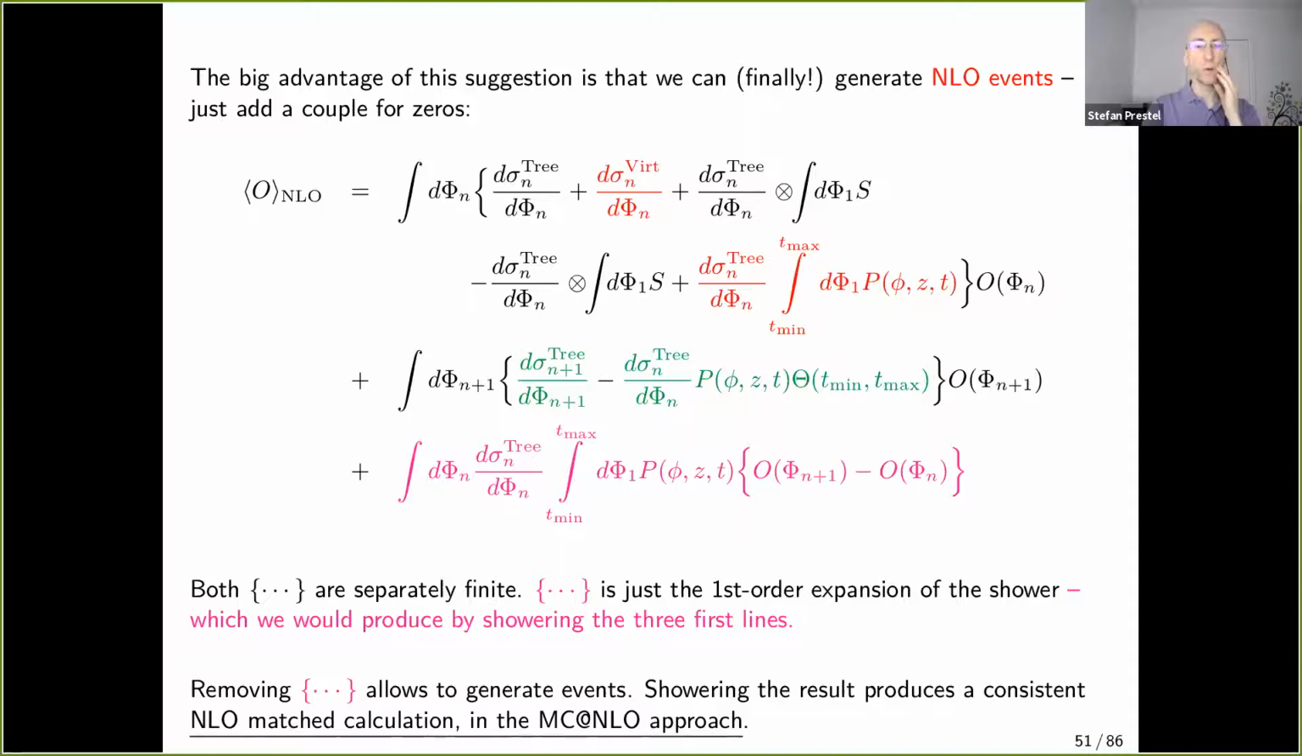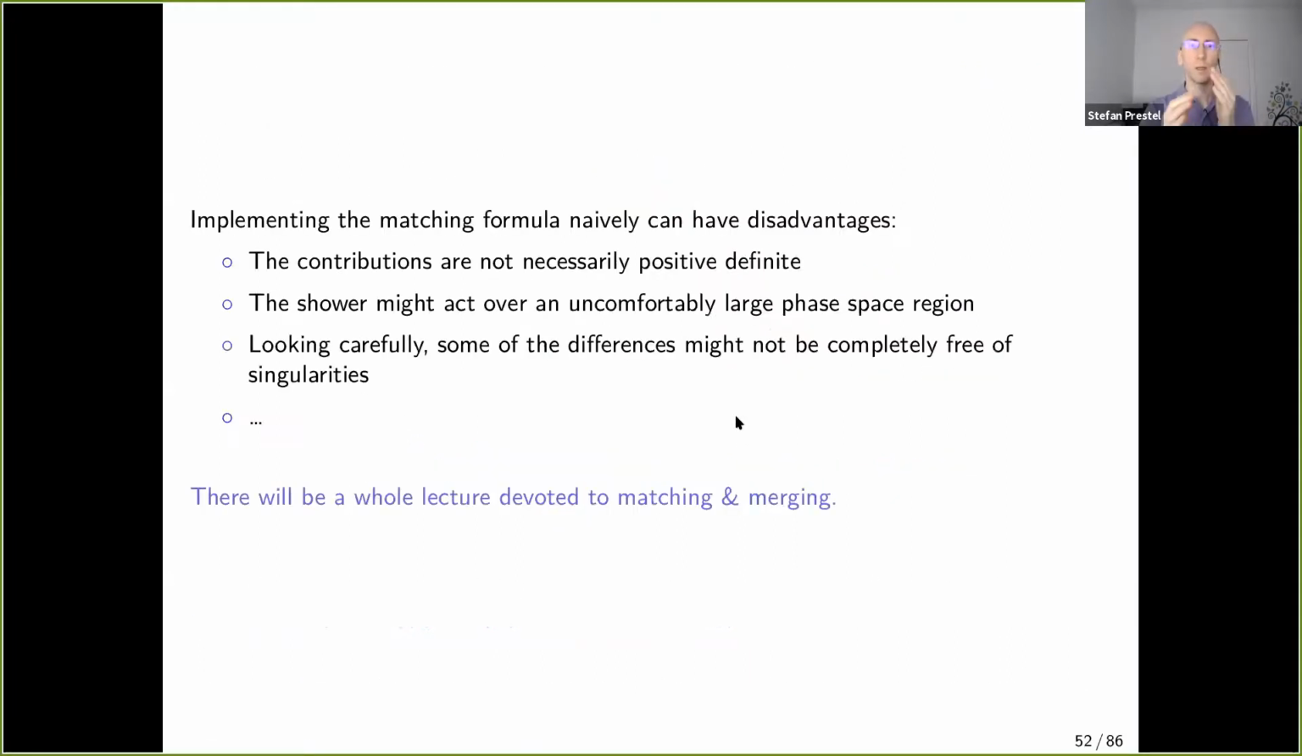This is how you would combine the next-to-leading-order calculation with the shower. There are several other ways of doing it that basically have a similar type of structure, only choosing slightly different ways of defining the splitting functions in order to produce some good qualities that you would like to have. For example, that these curly brackets are individually positive definite, which is not guaranteed necessarily here. There's going to be a whole lecture on this, so I'll leave that lecture to show you all the subtleties. There are, as usual, quite a few.